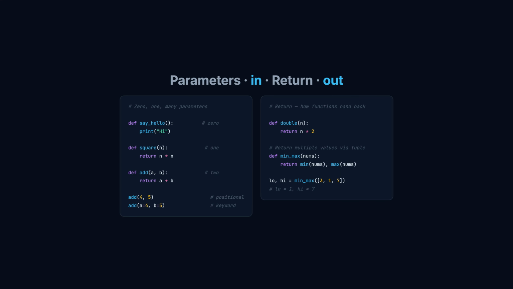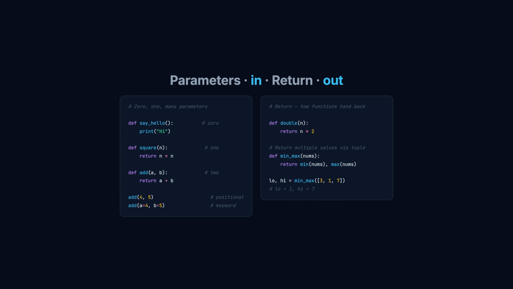Parameters and return. Inputs and outputs. The 2 ends of every function. On the left, parameters. A function can have 0 parameters. def say_hello(): The function body still runs, it just does not need any input. Handy for things like printing a welcome banner. 1 parameter, def square(n): return n * n. Call it, square(4) gets 16. The caller passes 1 argument. The function binds it to n.